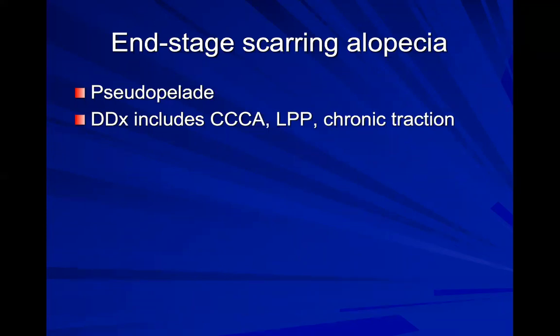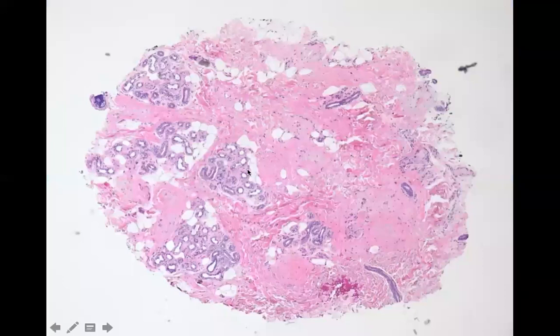When we get to an end stage of scarring alopecia, which is also known as pseudopelade, which is not an actual condition, it's just a name for this end stage, this is the differential, and we can't actually distinguish between them if there's no more inflammation. So you just have to kind of give the whole thing.